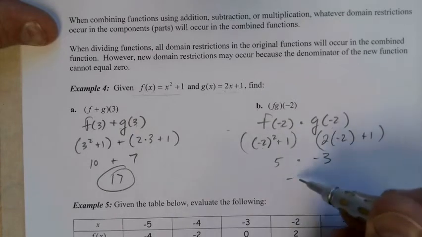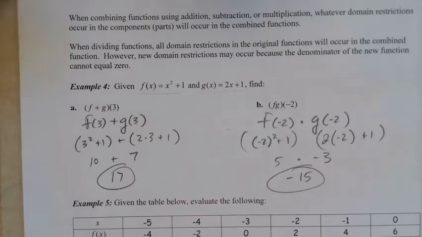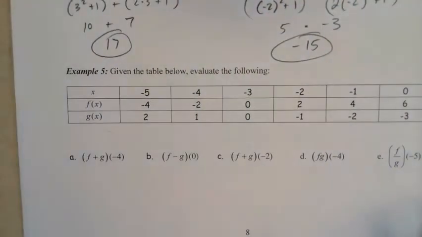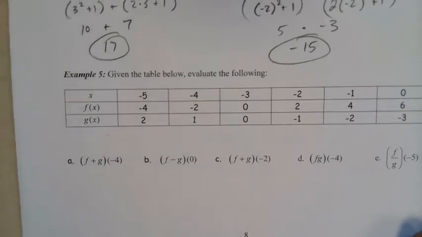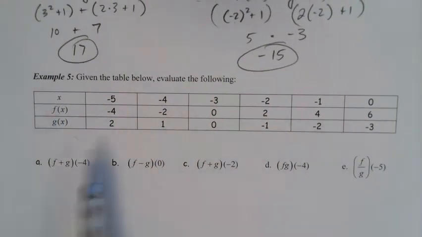5 times negative 3 is negative 15. There it is. Okay, that becomes even a little bit more straightforward and frankly a little more fun if I'm doing it with a graph or a table. So let me show a table first for a second. Here's my table of values for x, f of x, and g of x. And notice that I don't have an equation. I don't need one. I've got the table.